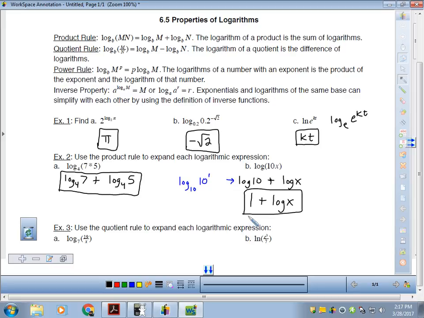And you do want to simplify things like that. You want to simplify it as much as you can. So that's our product rule. Not too bad.